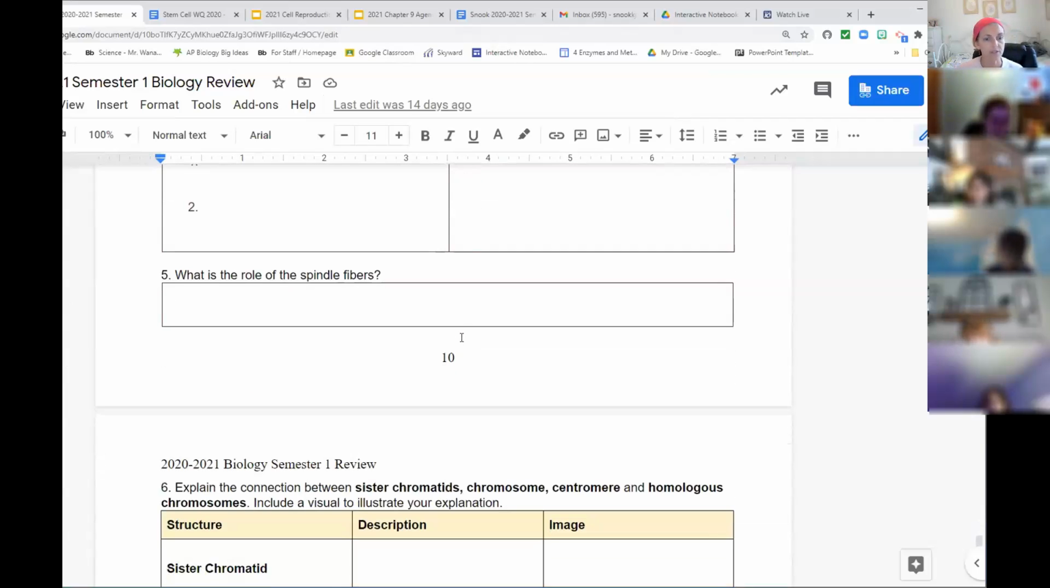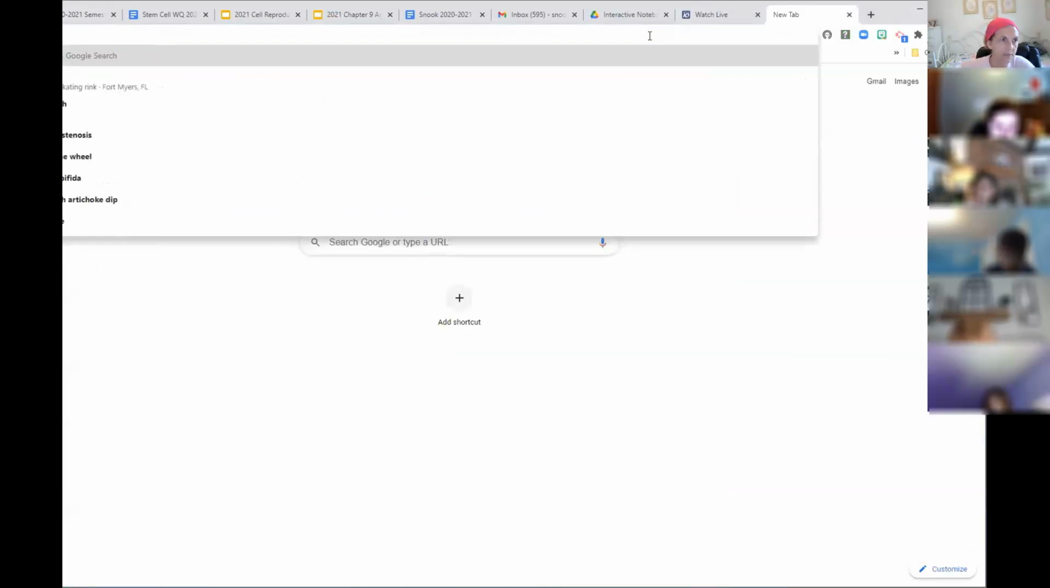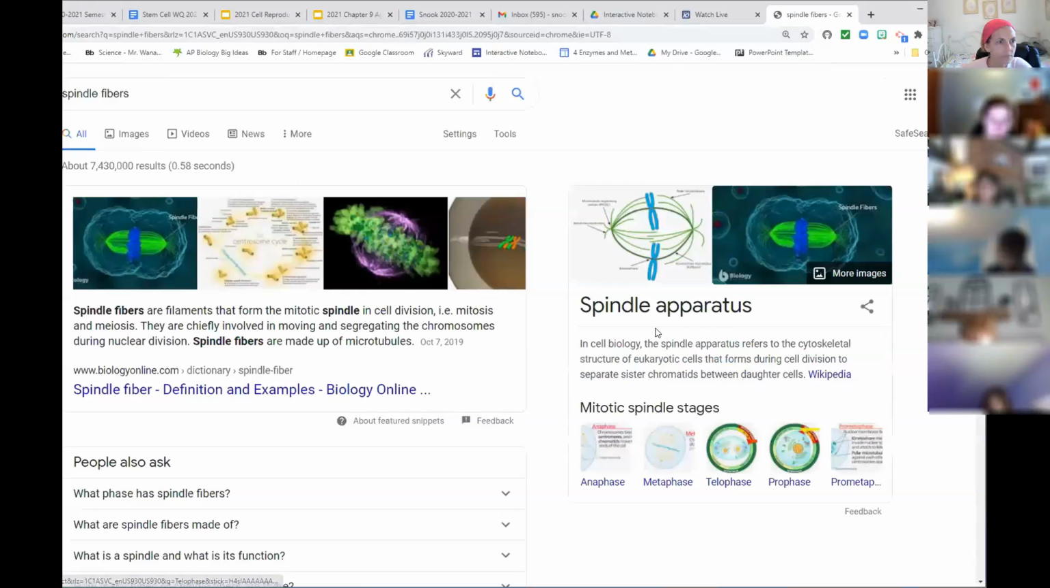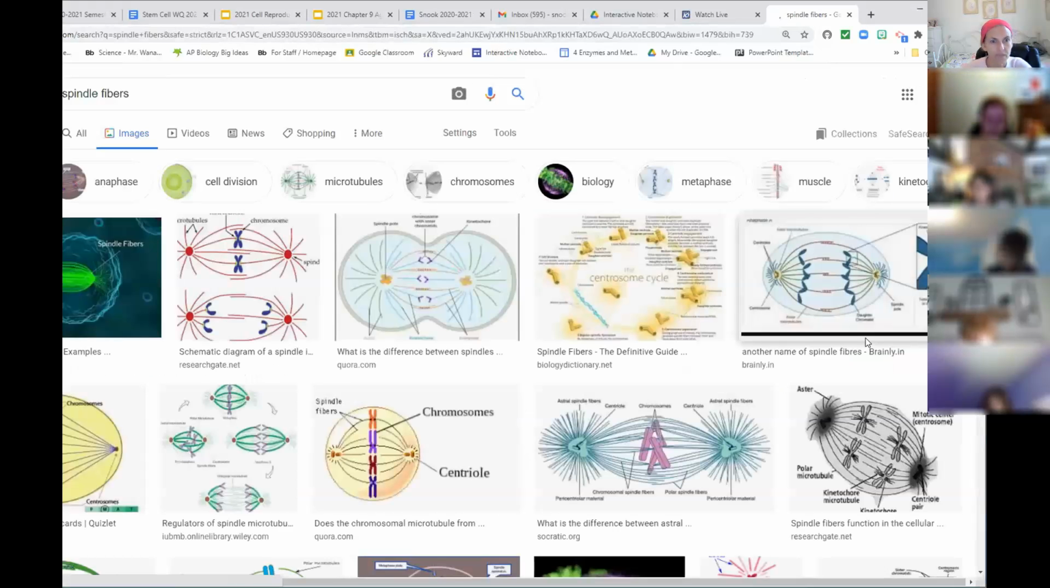What is the role of the spindle fibers? So their job is to move chromosomes around during mitosis. So they make sure they align at the equator and that they pull apart. Just because I like to have images when I'm talking spindle fibers. So these strands, right? They arrange the chromosomes along the equator and then separate them. So their job is simply to move the chromosomes during mitosis.